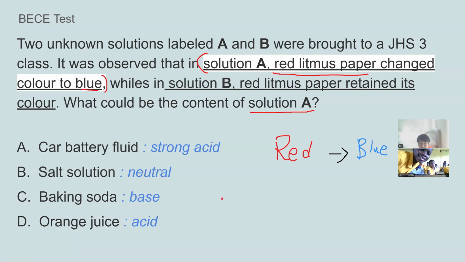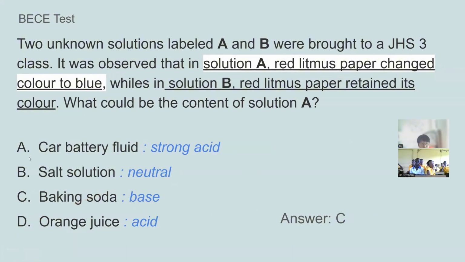The answer is C. That's correct. It's because it turns a red litmus paper into blue, and we have learned that bases turn red to blue. And bases also let blue litmus paper remain blue. So that's why the answer is C.